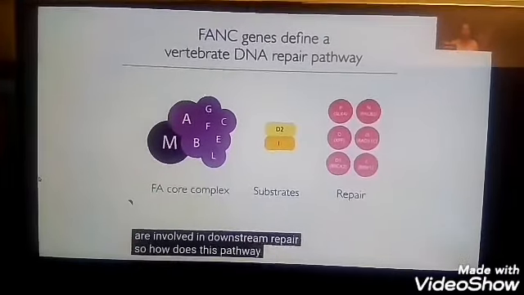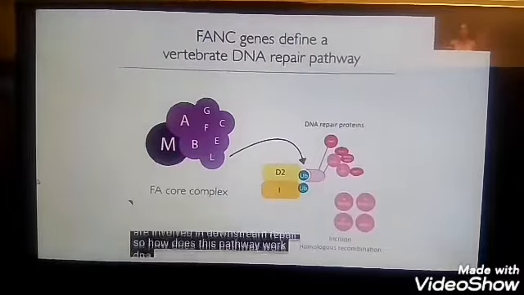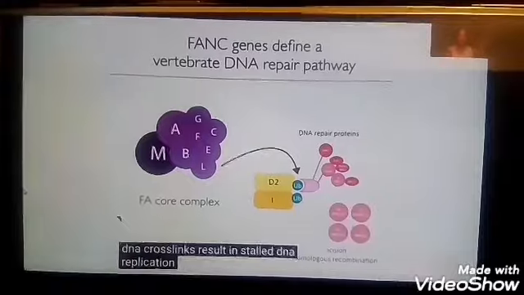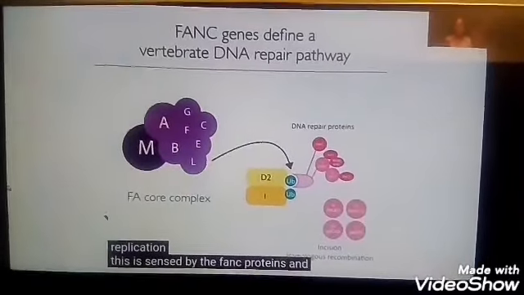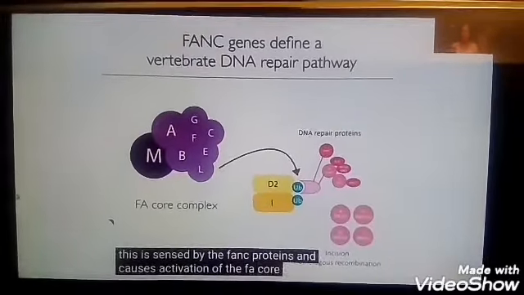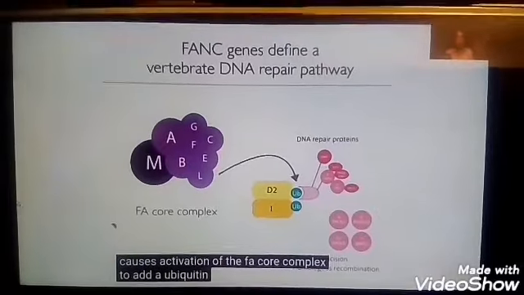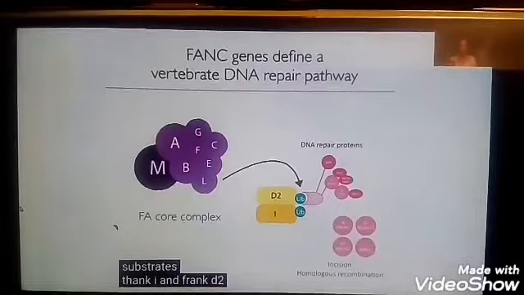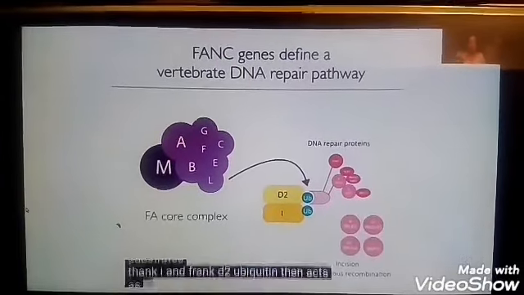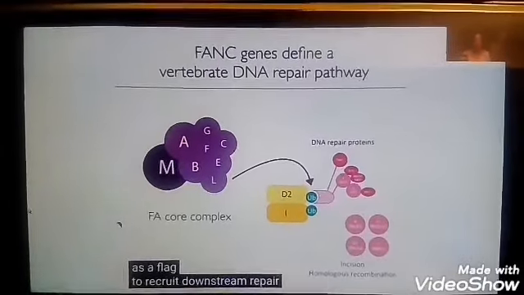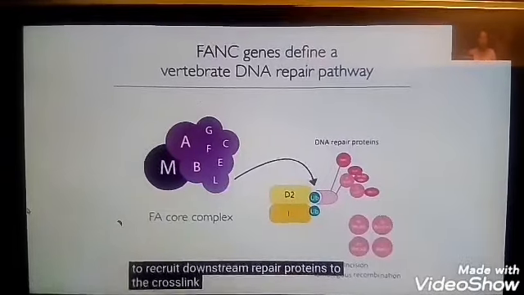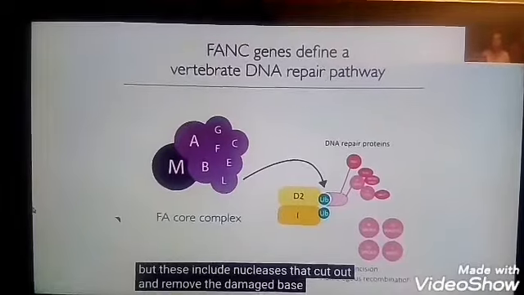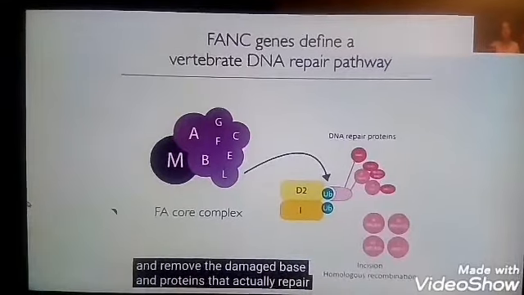So, how does this pathway work? DNA crosslinks result in stalled DNA replication. This is sensed by the FANC proteins and causes activation of the FA core complex to add a ubiquitin protein onto its substrates, FANCI and FANCD2. Ubiquitin then acts as a flag to recruit downstream repair proteins to the crosslink. So these include nucleases that cut out and remove the damaged base, and proteins that actually repair the DNA.